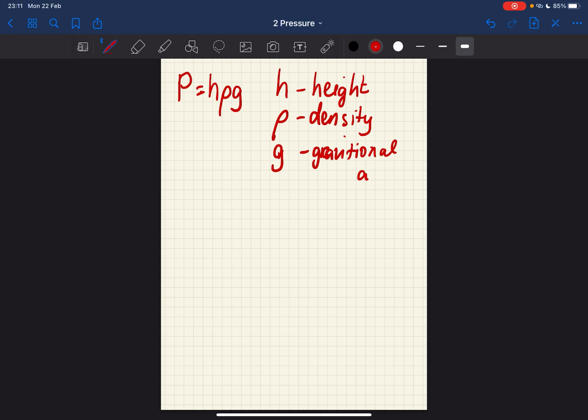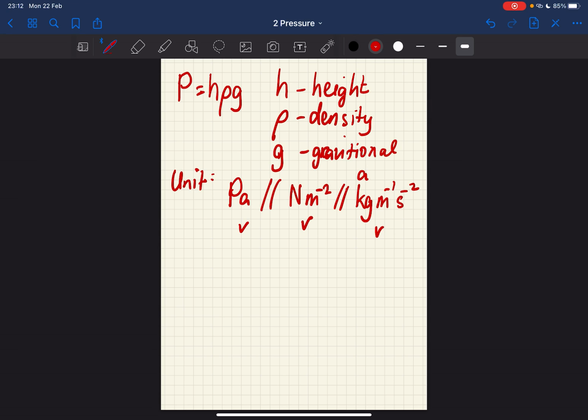Based on this formula, we obtain that the units for pressure are either Pascal, Newton per meter squared, and also kilogram per meter per second squared. These are the three units that we have seen in our previous class.